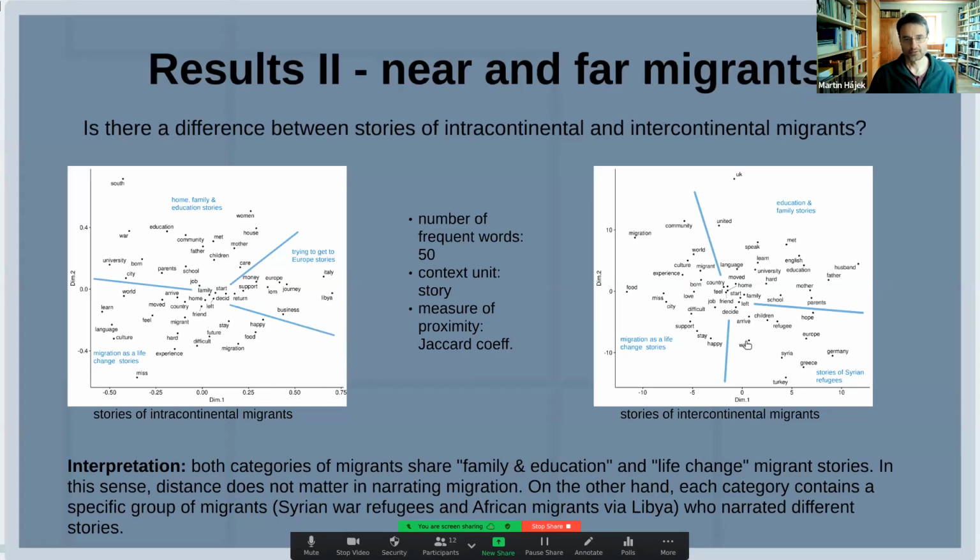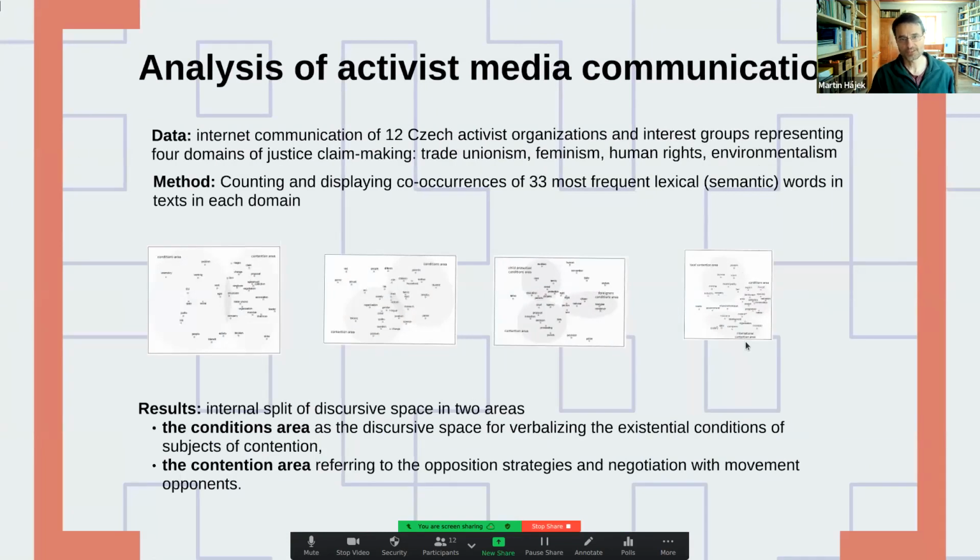Of course, it depends on the research question, whether it is what different migrant stories are, or something more specific. And this was the case of my own research on the analysis of activist media communication, when together with two of my colleagues we analyzed 12 Czech activist organizations, or more precisely their websites, and we selected 3 organizations for each of 4 justice claim-making domains, as we call them: trade unionism. So we selected 3 websites of trade unions in the Czech Republic, 3 feminist organizations, 3 human rights organizations, and 3 environmentalist organization websites.